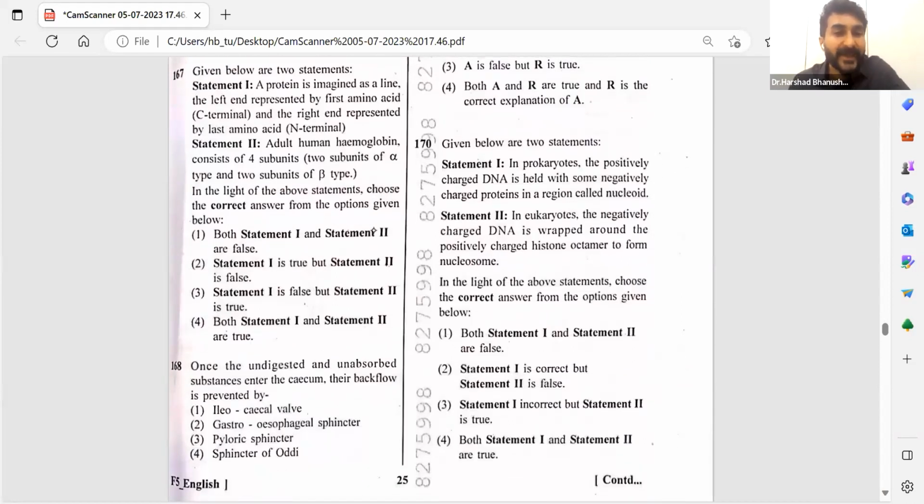A protein is imagined as a line. The left end represented by the first amino acid is the C terminal. Wrong. The first amino acid is the N terminal. So this is a false statement. Adult human hemoglobin consists of 4 subunits, 2 alpha and 2 beta. It's a correct statement. So first statement is false, second is correct. I would mark option number 3.